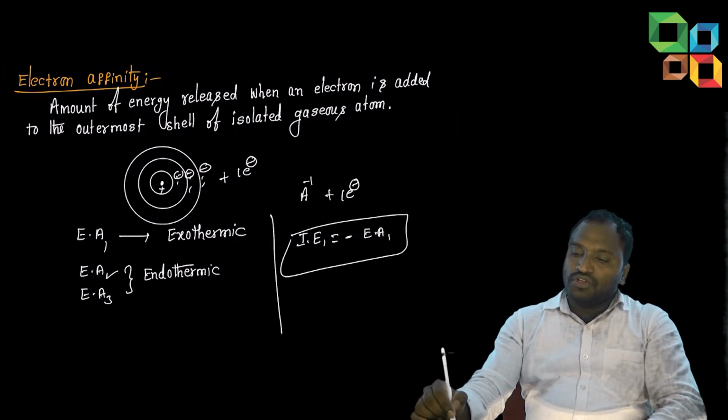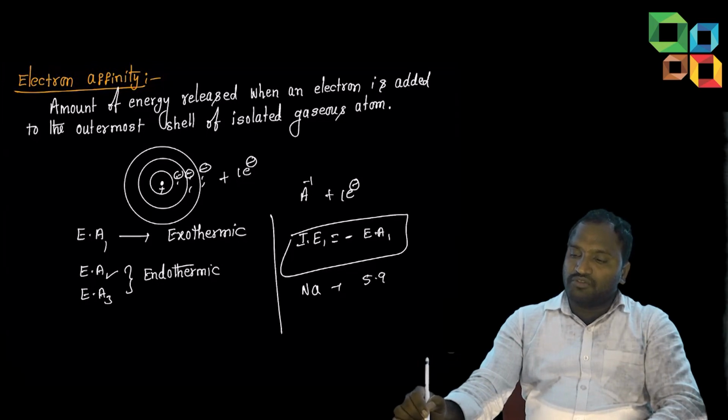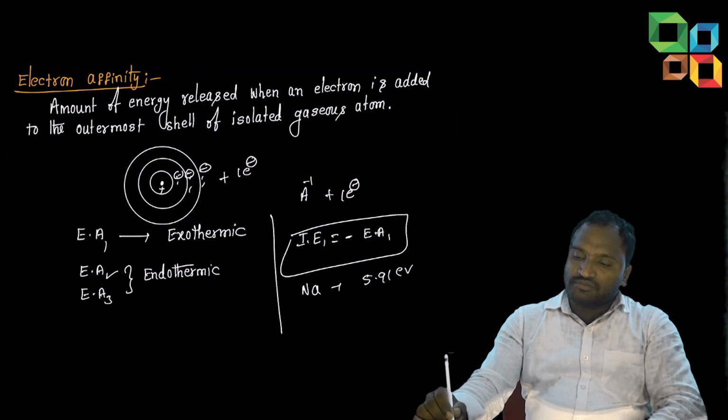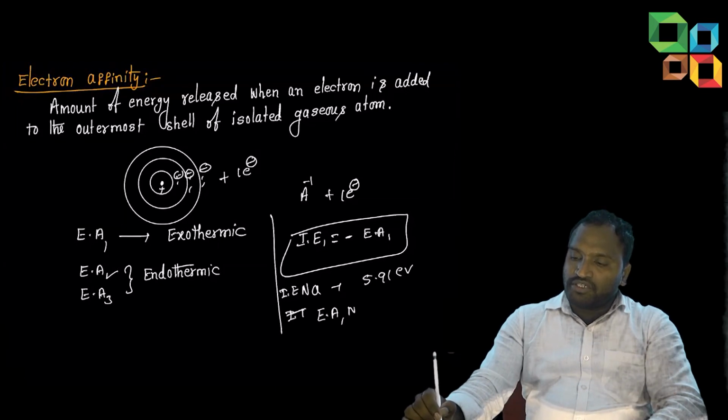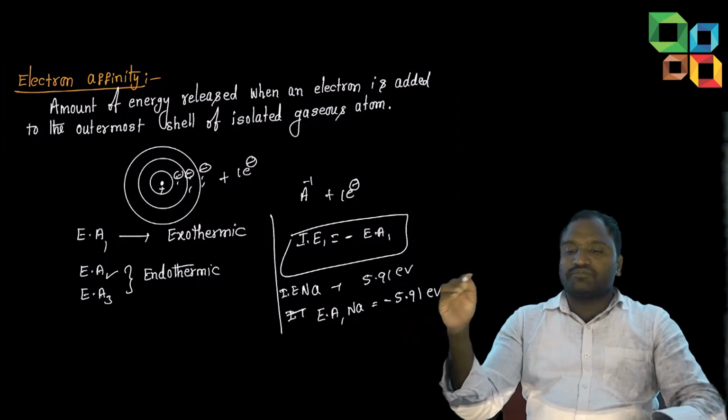Understood, students? They may give sodium ionization energy is 5.1 electron volt per atom. This is the ionization energy, simply a rough value, students. What is the EA1 of sodium, if they ask? What do we have to write? Minus 5.1. Only the sign will change, the magnitude remains the same.